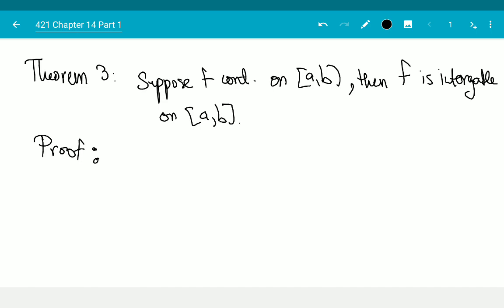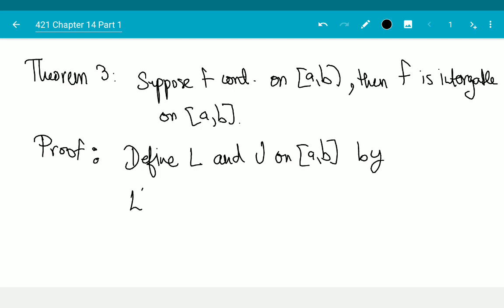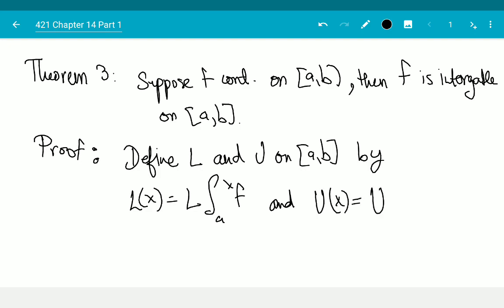Okay, so define L and U on [a, b] by L of x is equal to the lower integral from a to x of f, and U of x is equal to the upper integral from a to x of f. Okay.